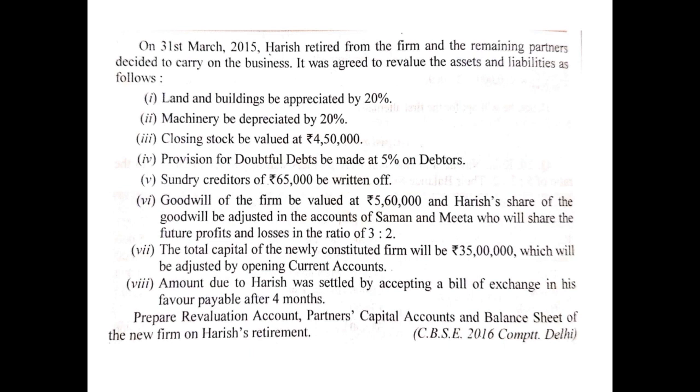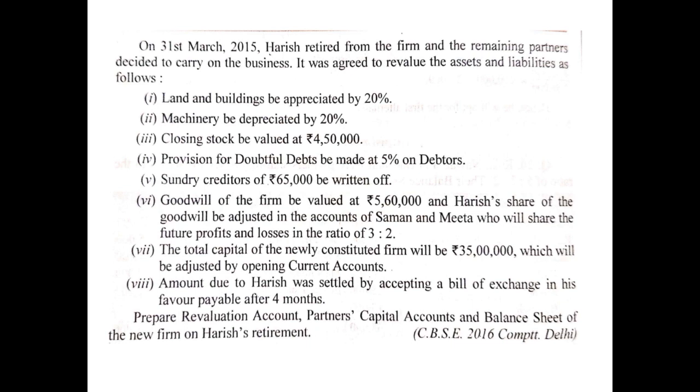Then machinery to be depreciated by 20%. It is a decrease in the value of asset. Therefore, it will be shown on the debit side of the revaluation account as to machinery with the amount of depreciation. Then the third is closing stock to be valued at 4,50,000. And the value of stock in the balance sheet was 5 lakhs. So there is a reduction in the stock by 50,000. It is a decrease in asset which will be shown on the debit side of revaluation account as to stock 50,000.